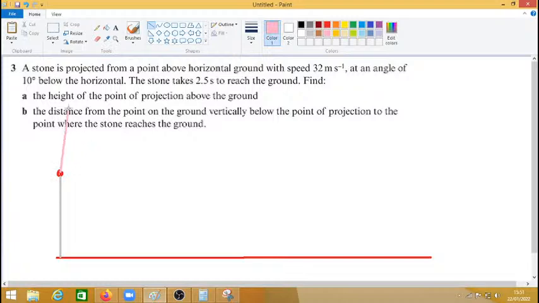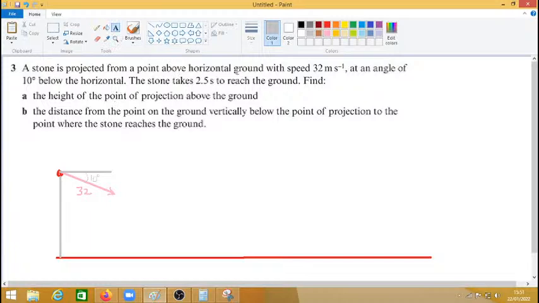Actually, it says it's below the horizontal. It says below the horizontal here. So below the horizontal, 10 degrees below the horizontal means it's being fired off downwards. So it's fired off at a speed of 32 meters per second, and the angle with the horizontal is 10 degrees. So this angle here is 10 degrees. So when you're trying to work out the vertical and horizontal components, that's where the angle is.